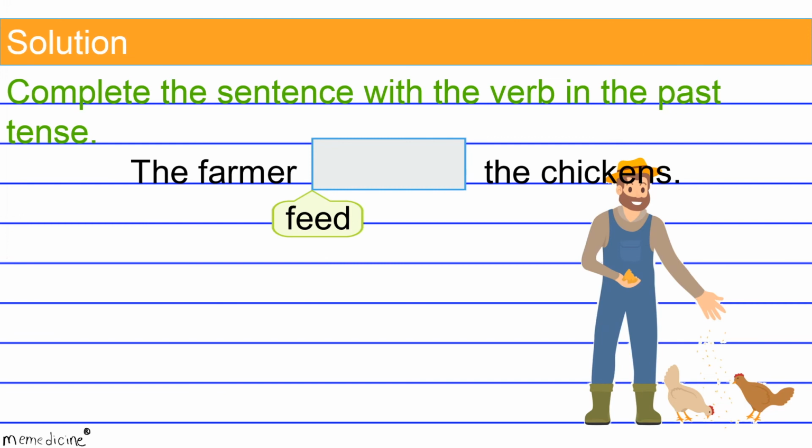All right, back to our original question, and now for the solution. Fed is the simple past tense verb form of feed. This is an irregular verb form, so you'll have to commit it to memory.